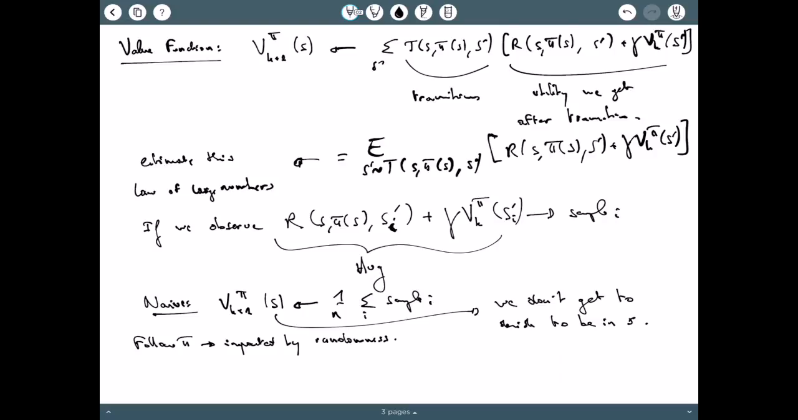Of the MDP, and we don't know the structure of its randomness. We don't even try to estimate this probability function. What we do, however, is that instead of a classical average, we're going to compute a moving average, and that's called temporal difference learning.